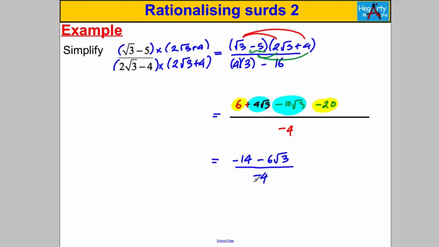Now, can we divide the top and bottom by a common factor? Well, we certainly can divide it all by negative 2, can't we? So let's do that. Negative 14 divided by negative 2 is positive 7. Negative 6 root 3 divided by negative 2 is just going to be positive 3 root 3. And negative 4 divided by negative 2 is going to be positive 2. And we can't simplify that any further, and we're done.